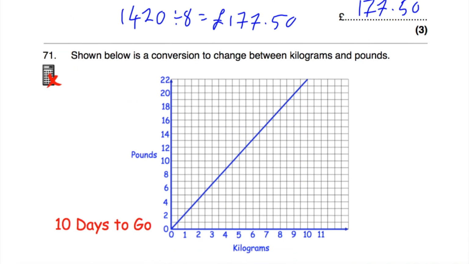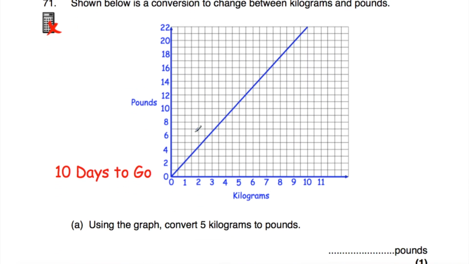Okay, let's look at our next question, question number 71. We've got this conversion graph and we've been asked to convert 5 kilograms into pounds. So let's go 5 up and across and see what we get. And that's equal to £11. So that answer is £11.